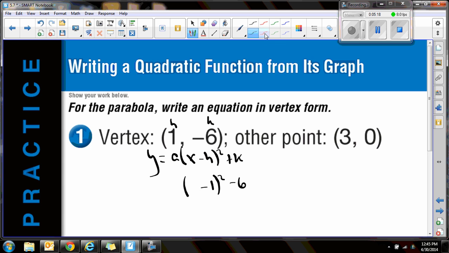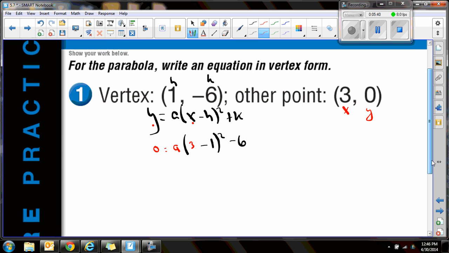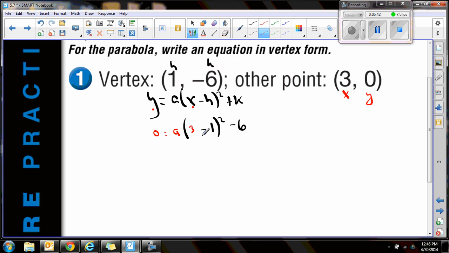Now, I do know one other thing here, and that is I have another point. And this point is x, and it's y. Well, if this is x and y, I can fill them in the appropriate spots, which means 0 goes for y, 3 goes for x, and the variable that I'm left with, the variable that I'm not going to know the first time through, is going to be that a. But everything else is filled in, which means I can now go through and solve for the missing piece. So I have 0 equals 3 minus 1, which is 2, squared to get 4. So 0 equals 4a minus 6.